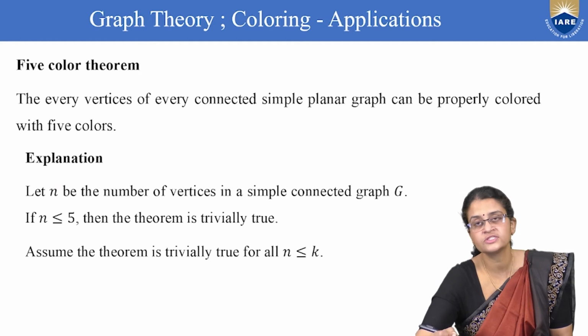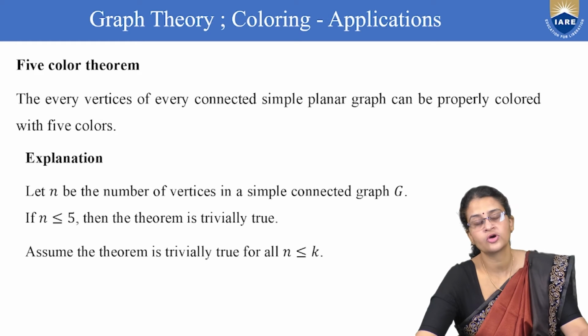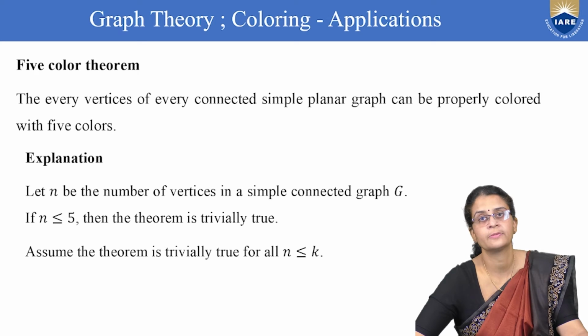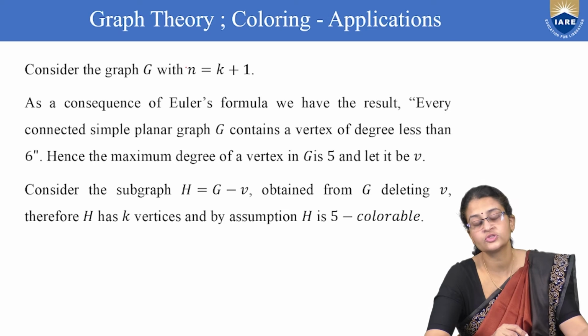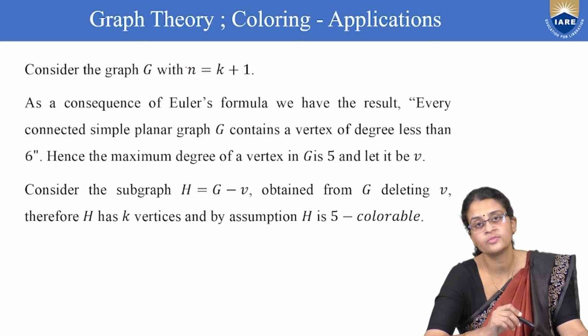If the number of vertices of G is less than or equal to 5, then obviously we can color with any of these 5 colors. So it can be 5 colored. Assume that it is trivially true for all n less than or equal to k. Here we are using the process of mathematical induction to prove the theorem. Consider a graph. If it is true for all n vertices, n less than or equal to k, then we are going to prove it for n equal to k plus 1.